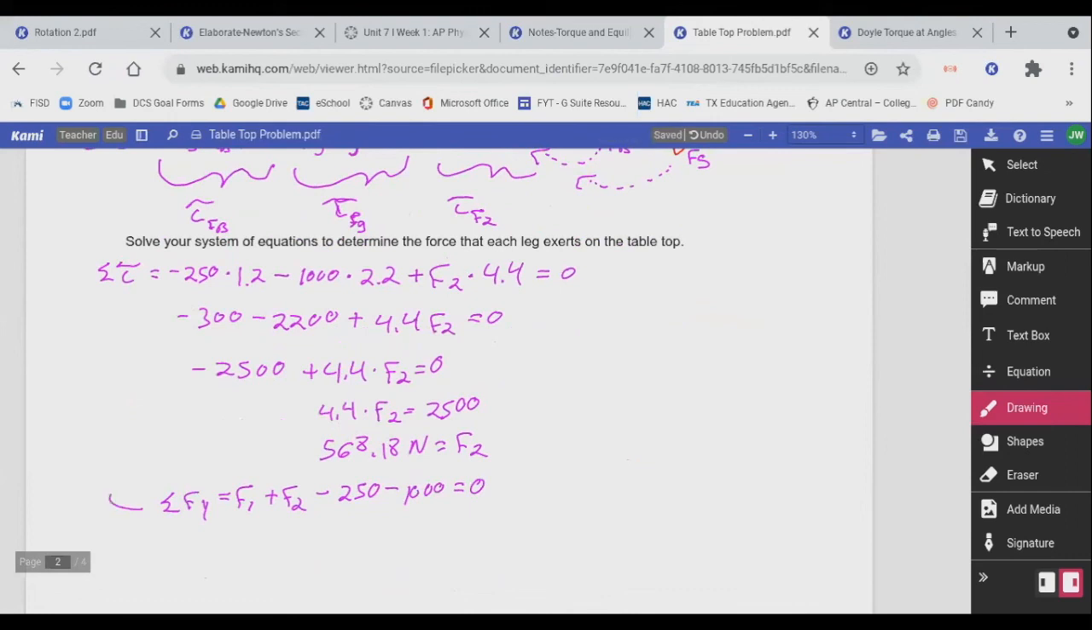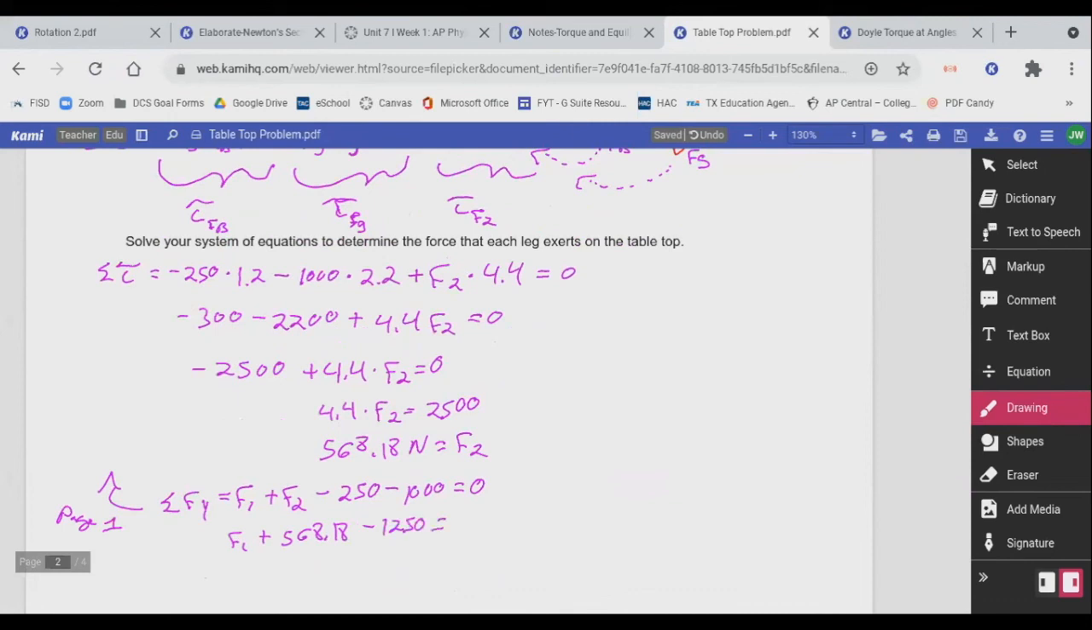This is from page 1. I'm just going to put page 1 here, so no one gets confused like, well, where did that come from? Totally cool. All right, so we have F1 plus, we said F2 is 568.18, and then minus 250 minus 1,000, that'd be 1,250, right?